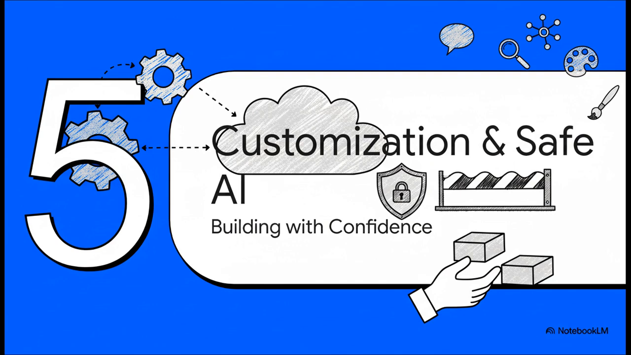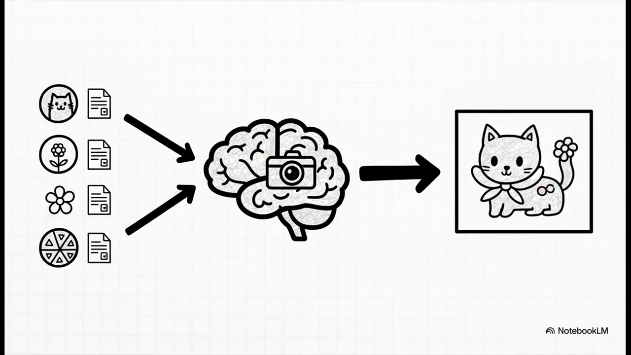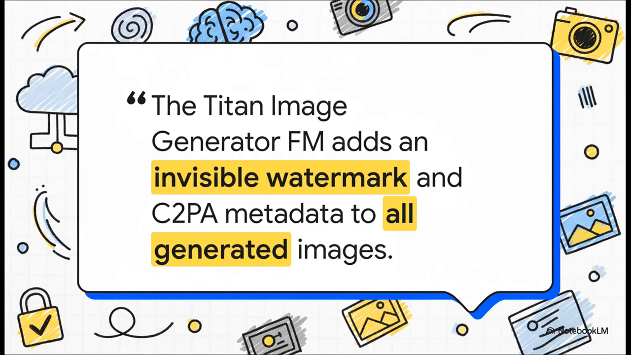Okay, so we have all this incredible power at our fingertips, but that leaves two really big questions, right? First, how do you tailor it for your specific needs? And second, how can you actually trust the output? Let's dive into customization and safe AI. And that customization we talked about for the text models, it's not just for text. You can do the exact same thing with the image and multimodal models. You can fine-tune them by feeding them your own pairs of images and descriptions. This is exactly how you teach them a unique artistic style or how to consistently recognize and generate your specific products or characters.